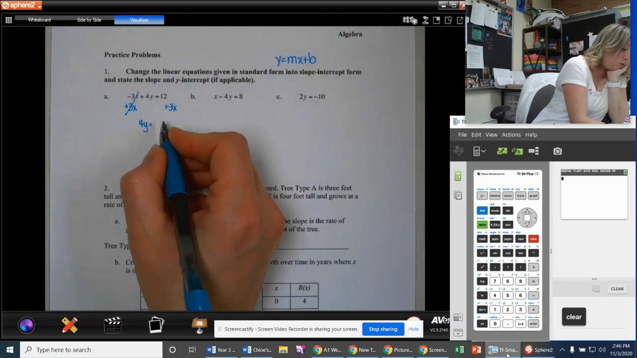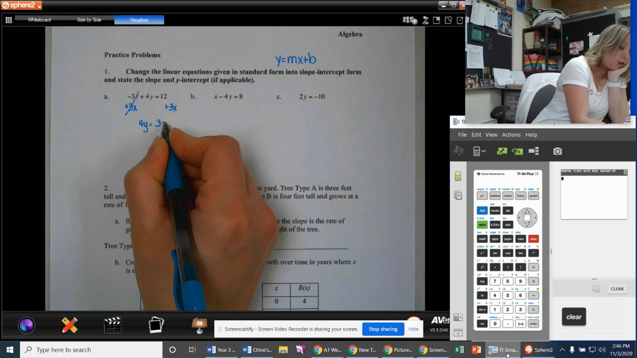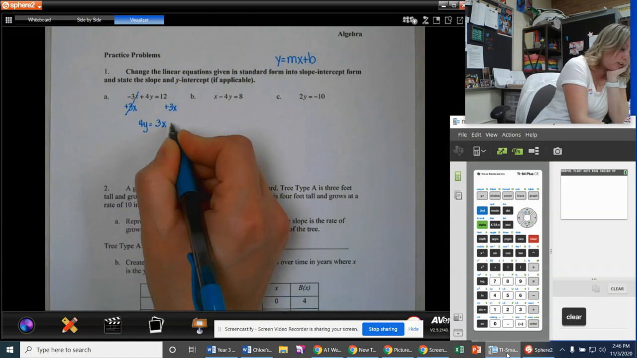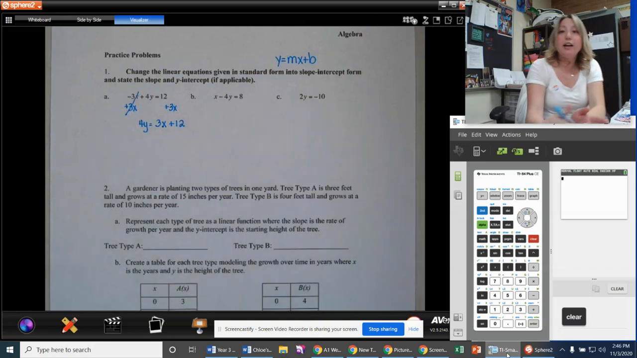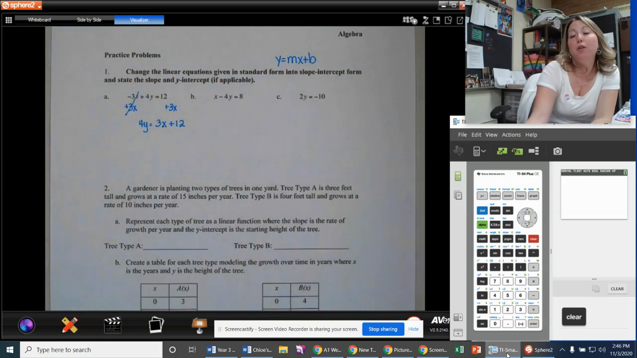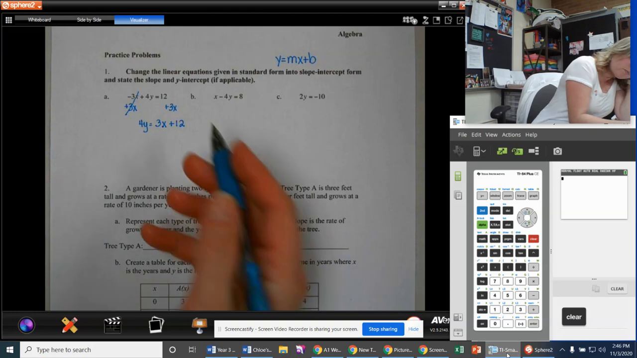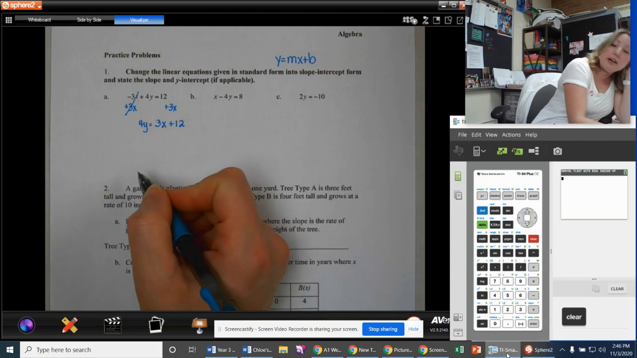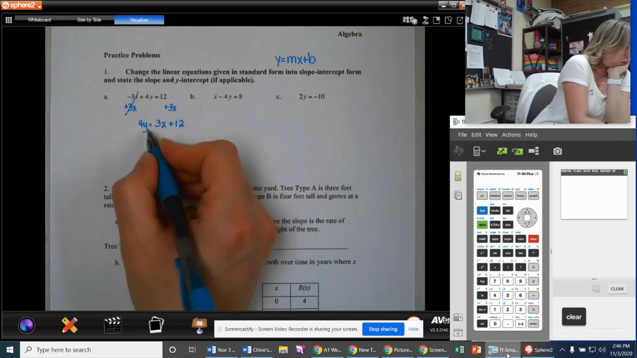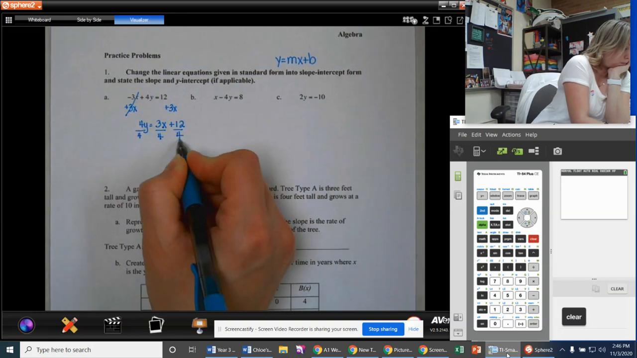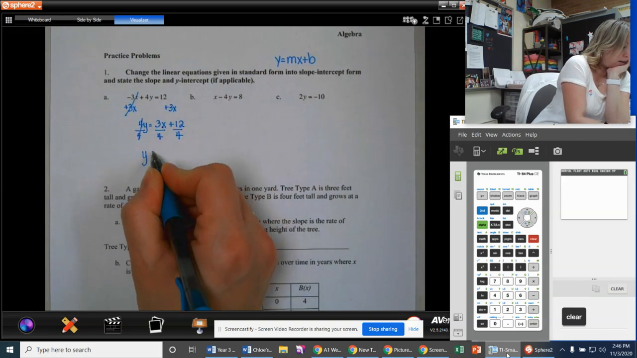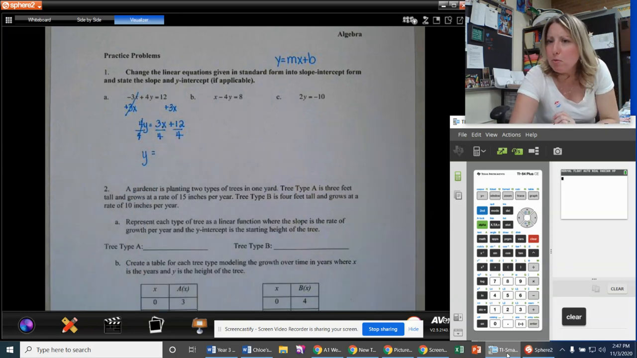I am going to put my +3x first with its sign, and then put my +12 next, because I want the mx plus b. Now, to get the y completely alone, divide both sides by 4. So you bring down your y, bring down, oh, is slope allowed to be a fraction? The number in front of the x is your slope. The m, is that allowed to be a fraction?